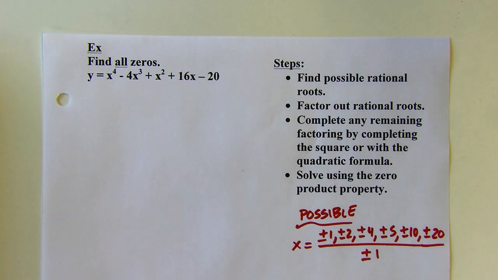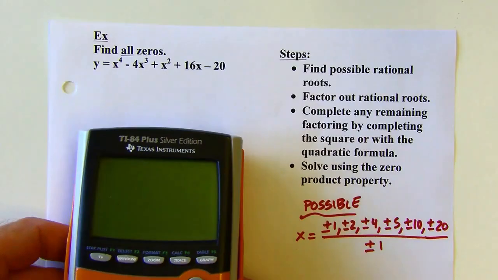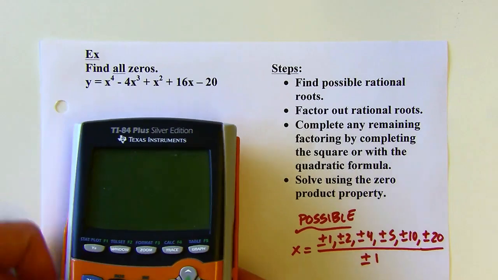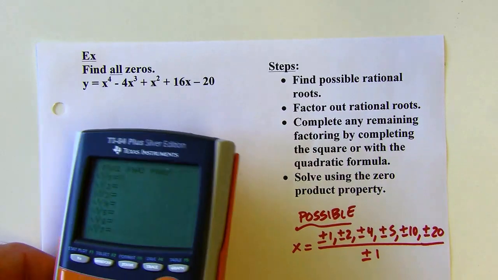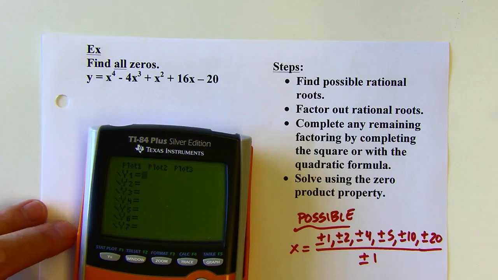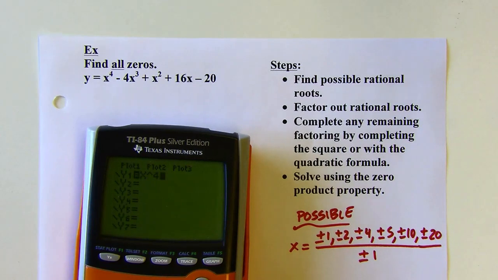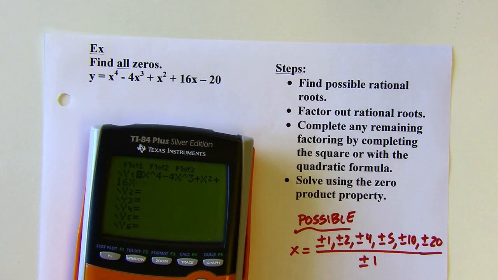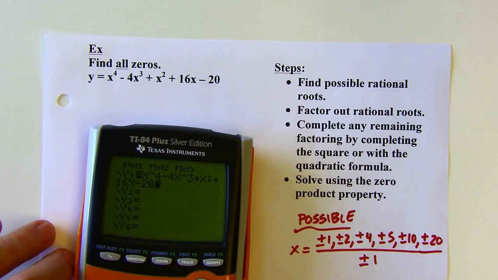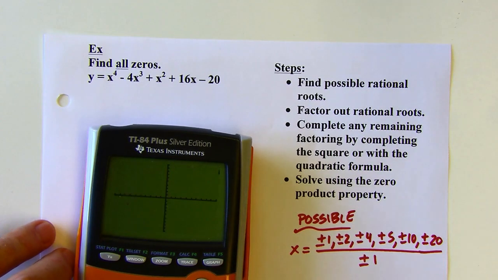Now I definitely don't want to test all of those out with synthetic division. So to make things a little quicker, I'm going to use a graphing calculator or Desmos or something like that, some sort of graphing utility to get a look at this. Okay, so let me type this in. x to the 4th minus 4x to the 3rd plus x squared plus 16x minus 20. Okay, and then I'll graph it and take a look.